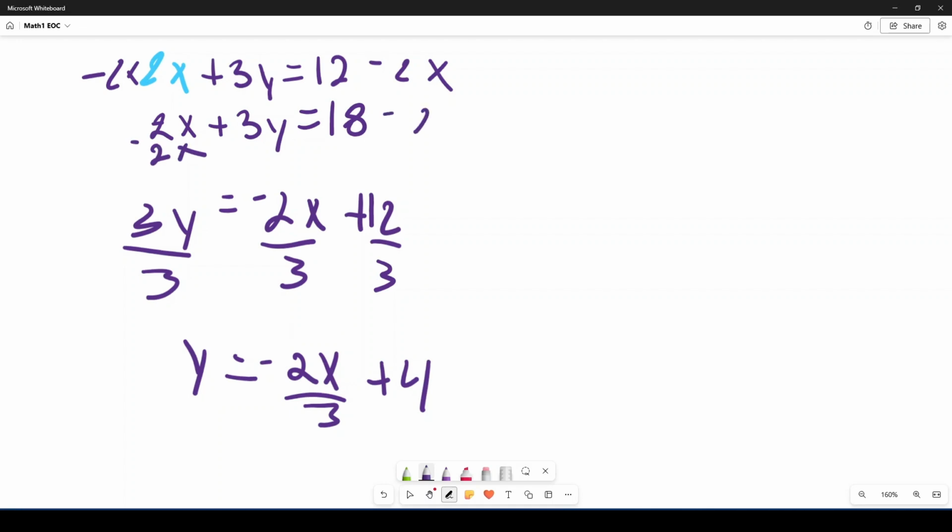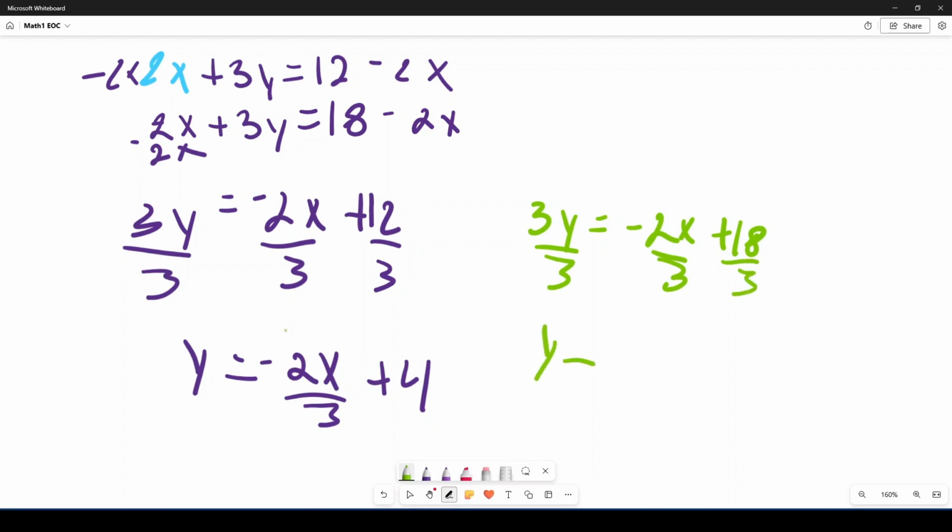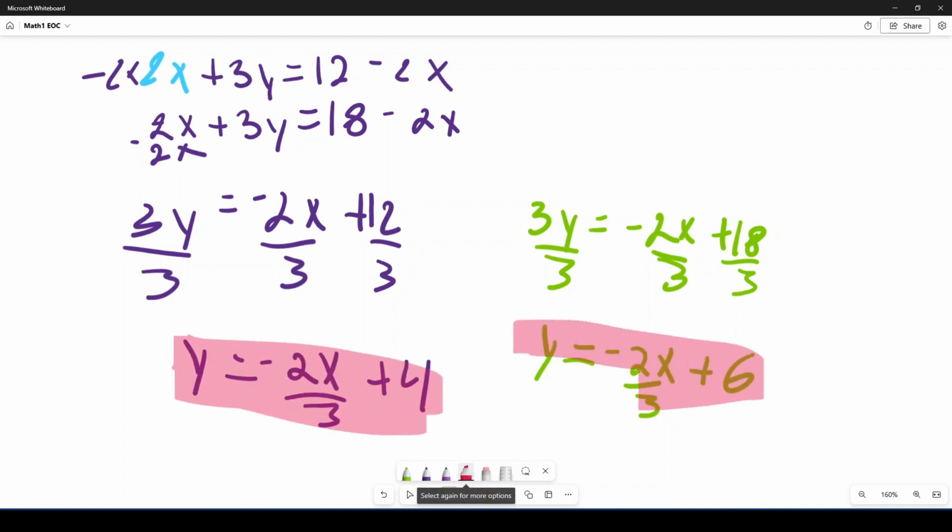Minus 2x, minus 2x. Right, let me change my color. And let's do this. So it's kind of the same in terms of slope. So we have 18 on this side. Let's isolate y again. All right, we have y equals negative 2x over 3, same slope. And we have 6 over here. All right, so let's just highlight these two. These are our answers. Here are our equations.